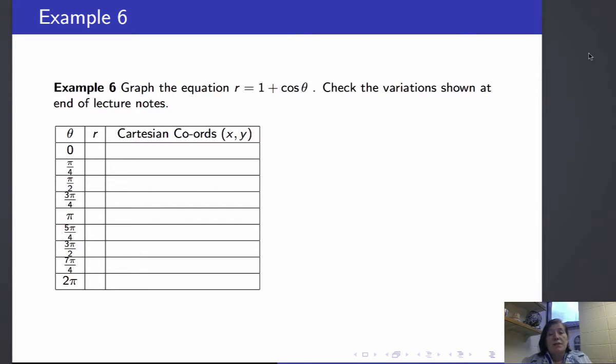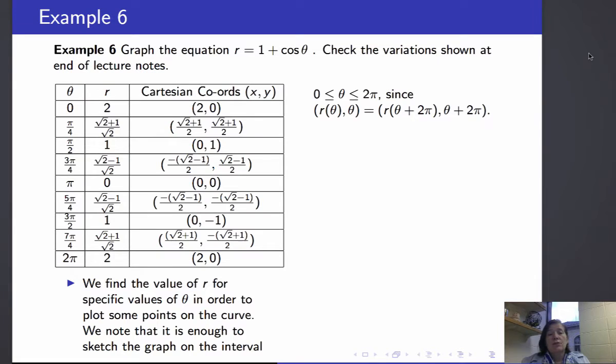Let's try to graph another equation, the equation r equals 1 plus cosine theta, and we'll look at some variations on Mathematica. So the first thing I notice, as before, is that this graph is periodic, so it's enough to sketch the curve for values of theta between 0 and 2 pi. That's because r of theta equals r of theta plus 2 pi, and the point on the curve corresponding to theta is the same as the point on the curve corresponding to theta plus 2 pi.